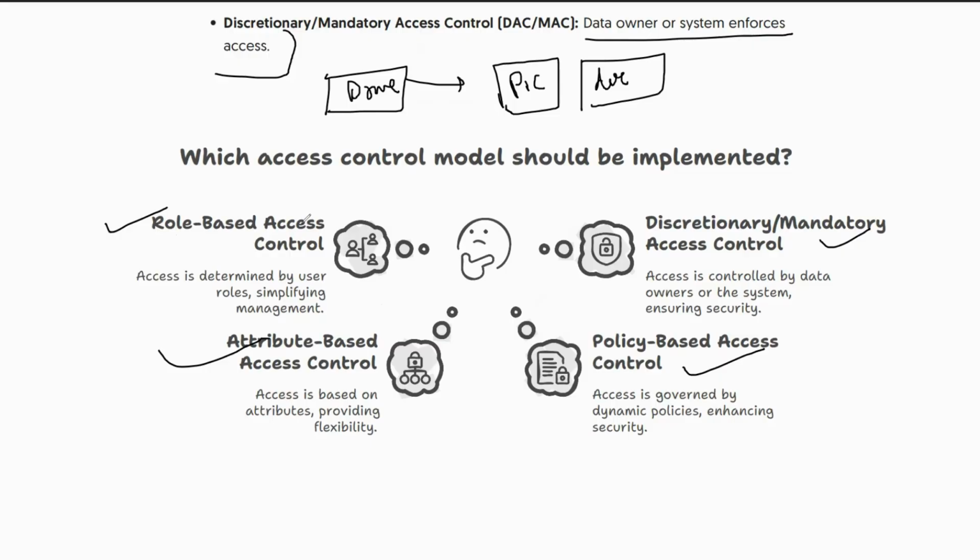If you want to get into that model of setting up access based on roles and responsibilities, RBAC is the best for you. But in general case, on a personal level, if you are working, DAC is best for you because access is controlled by the data owner or the system, ensuring security. Even if you want to share some data from your OneDrive or SharePoint, you have created a folder and you want to share it to your team members. That is also DAC. It's not based on roles and responsibilities.